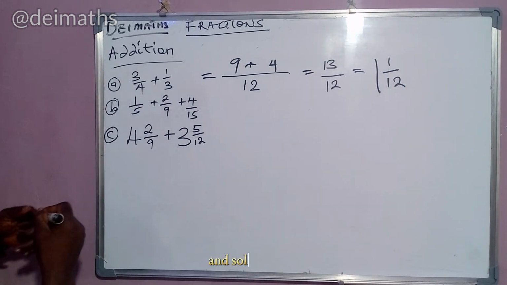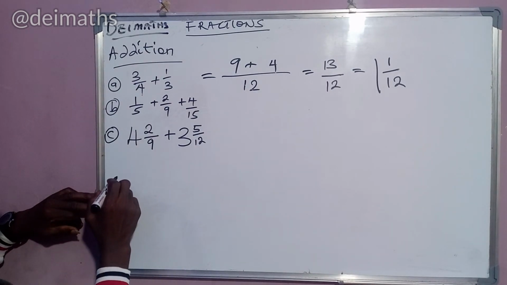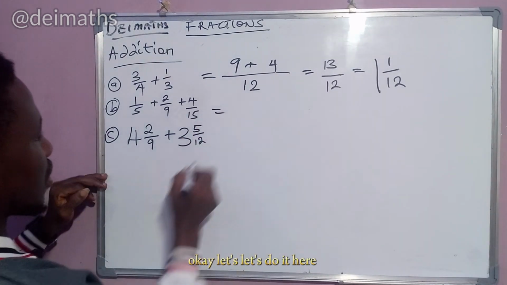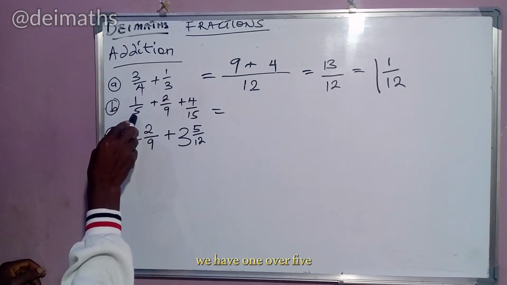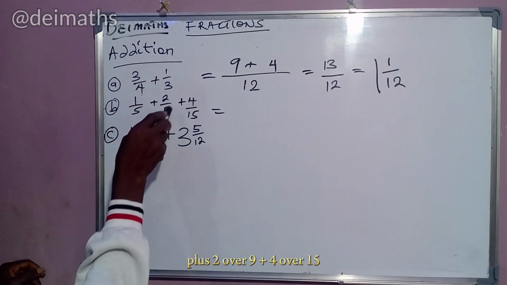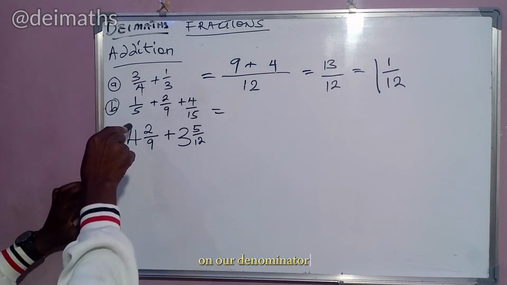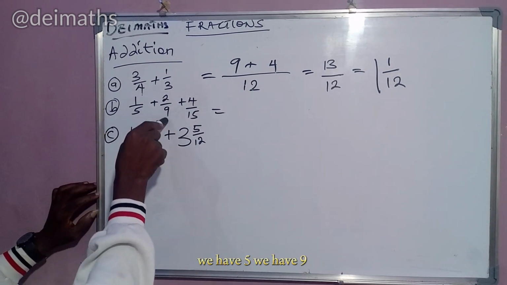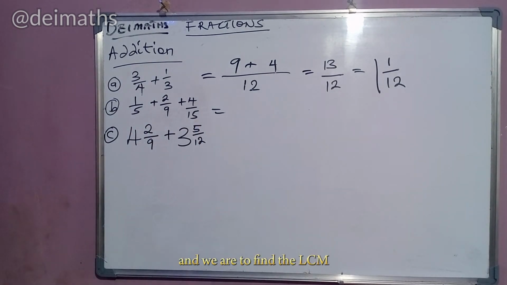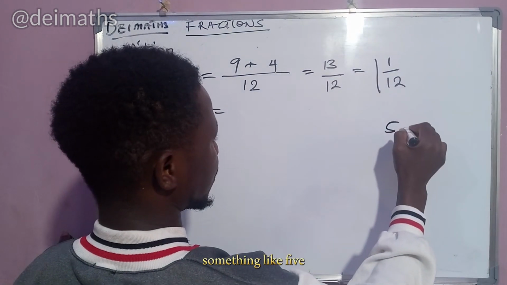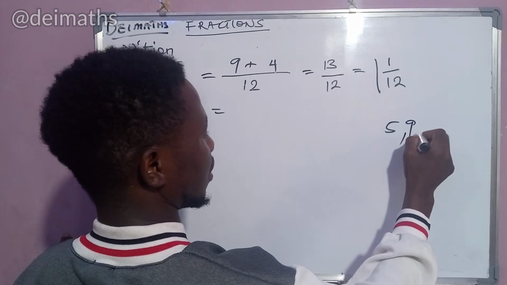Now B. Okay, let's come here and solve B. We have 1 over 5 plus 2 over 9 plus 4 over 15. Now our focus should be on our denominators. We have 5, we have 9, and we have 15, and we are to find the LCM, the least common multiple of these three numbers. So to find the LCM of this, we do something like 5, 9, 15.